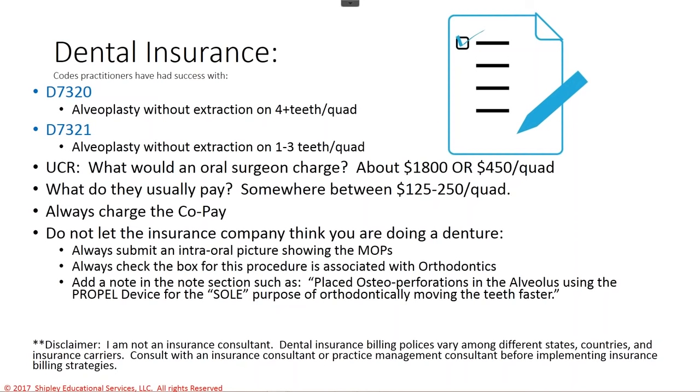What's the UCR? Well, what would an oral surgeon charge? If an oral surgeon is doing this, they're going to charge at least $1,800 to do this procedure. They're not going to do what we do for $200, guaranteed, if an oral surgeon is doing it. So what's a fair price for this? Well, it's what I said before. In the initial consult, it's $1,800. So our UCR fee that we're going to put into this is going to be $450 per quadrant.